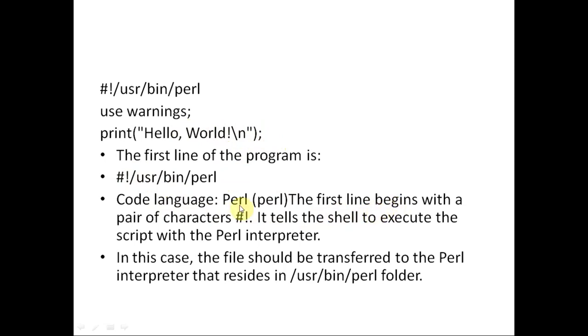If the first line begins with a pair of characters, a hash and an exclamation mark, it tells the shell to execute the script with the Perl interpreter. What is the purpose of these characters? The hash and exclamation mark tell the shell to execute the script with the Perl interpreter. So in this case, the file is passed to the Perl interpreter, which resides in the usr folder, bin folder, perl, and so the file goes there.